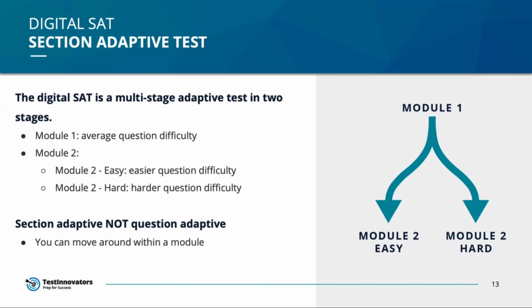Now, I've done this webinar a few times and I always get the question right about now: how does this work with scoring? What's the advantage of getting the harder module 2 if you're just going to be essentially punished with more difficult questions?